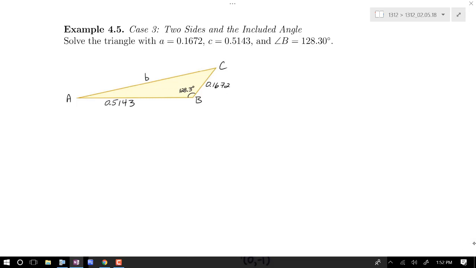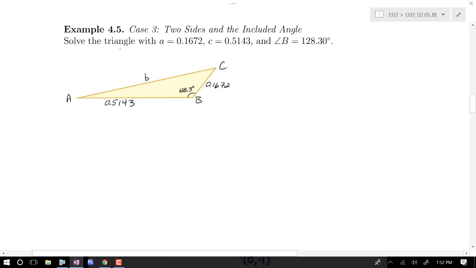All right. So, case 3, two sides and the included angle. That's exactly what they've given us here. They were nice enough in this problem. They gave us the included angle, and the known angle that they gave us is obtuse. I know that there does not exist another obtuse angle here, and that's always nice to know.